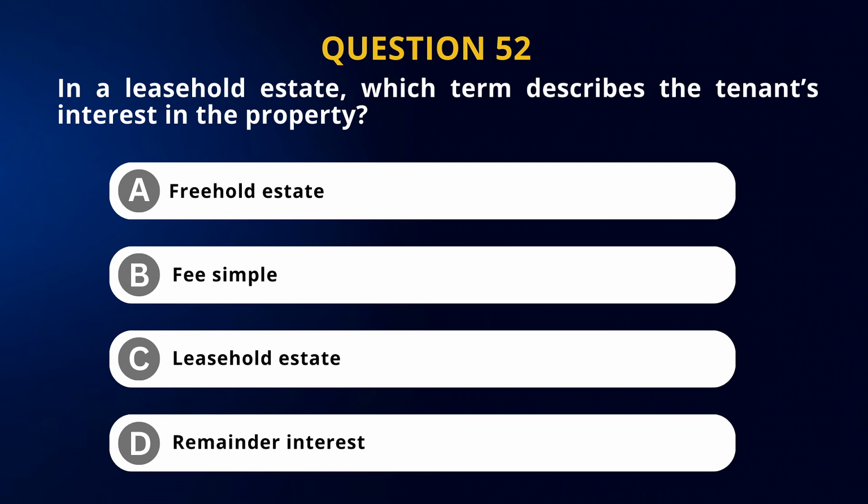Question number 52. In a leasehold estate, which term describes the tenant's interest in the property? Letter A. Freehold estate. Letter B. Fee simple. Letter C. Leasehold estate. Letter D. Remainder interest. And the answer?